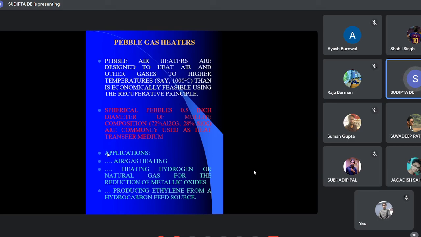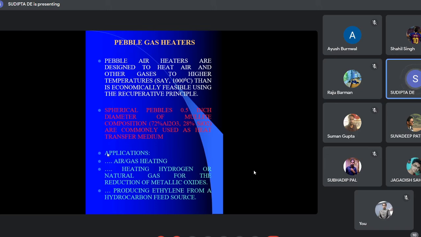Producing ethylene from a hydrocarbon feed source. In fact, I can tell you very honestly, I don't know the details of these two processes other than air gas heating. But pebble gas heaters are required for gas heating. There is no doubt about it.